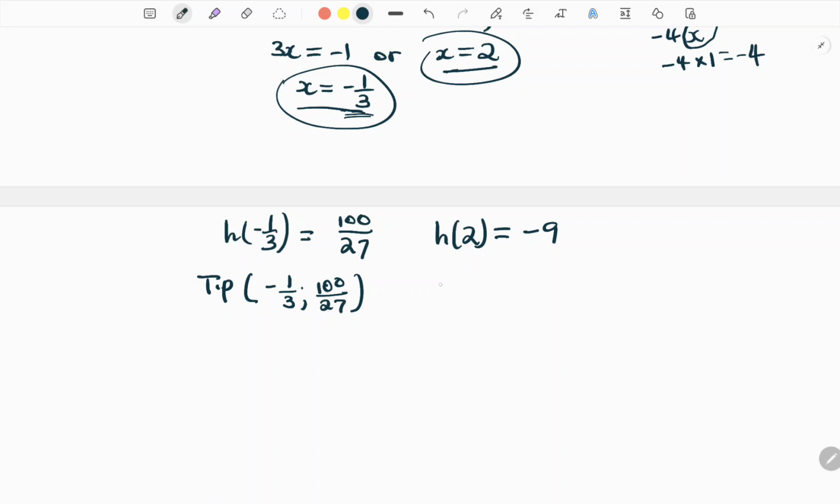And then the other turning point is 2, negative 9. No, the minimum is this one. I'm sorry about that. The minimum is this one. I'm checking the y value is smaller than that one. So this one is the minimum. This one is the maximum turning point. I hope it is clear.